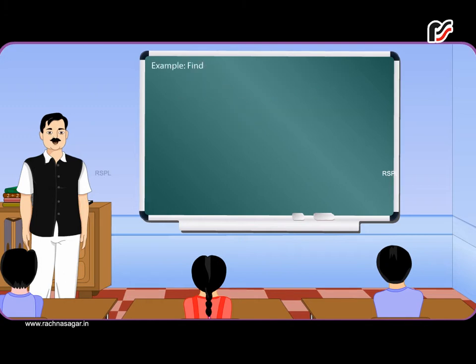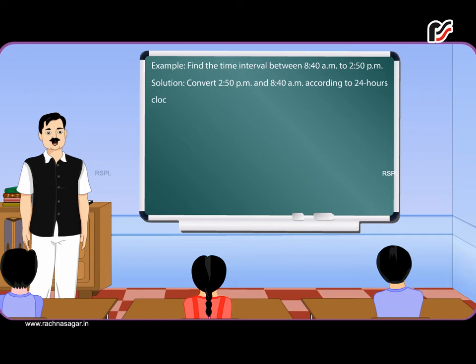Example: find the time interval between 8:40 AM to 2:50 PM. Solution: convert 2:50 PM and 8:40 AM according to 24 hours clock time. 2:50 PM equals 14 hours 50 minutes. 8:40 AM equals 8 hours 40 minutes.